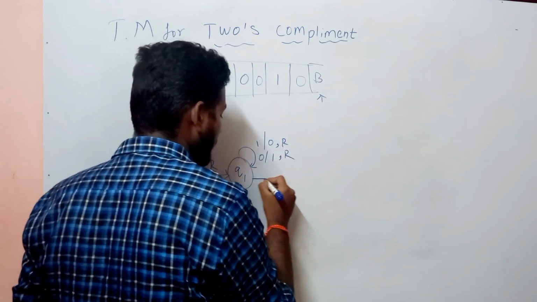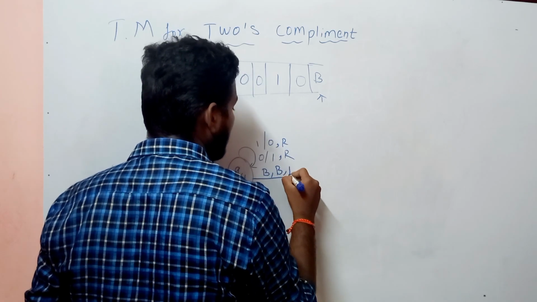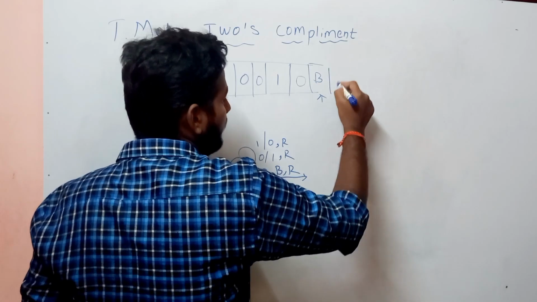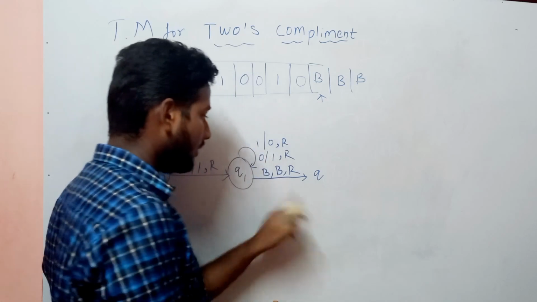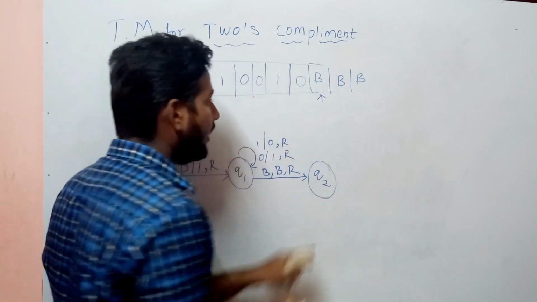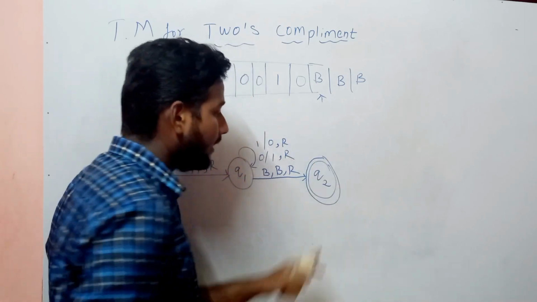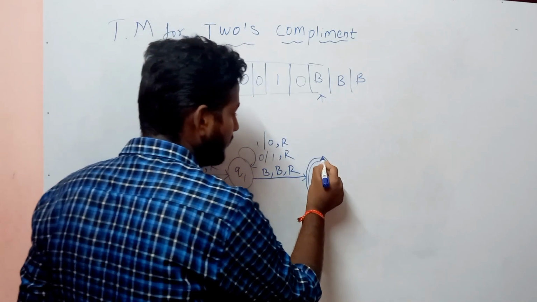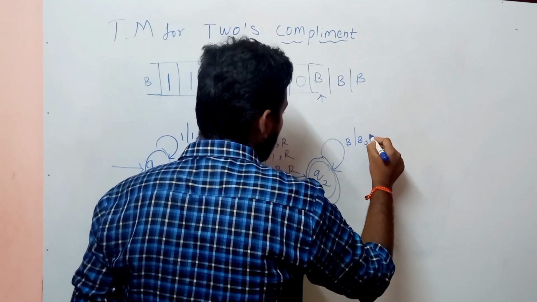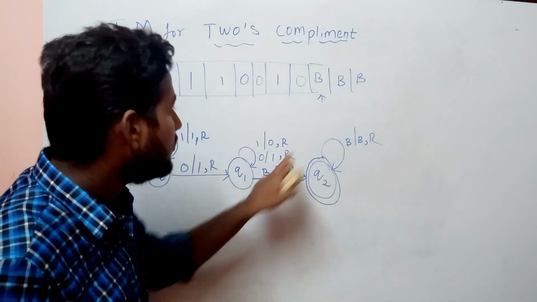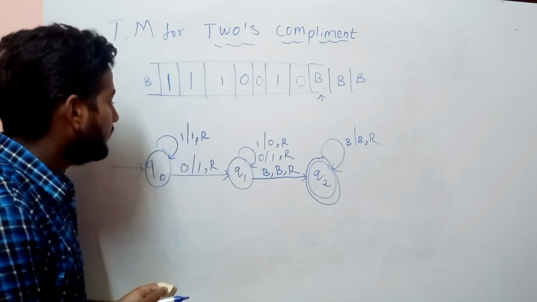From this Q1 state, whenever we get the blank symbol, this blank is represented as blank and the direction moves to the right. In the input tape there can be an infinite number of blanks. Now the state Q1 goes to Q2. Whenever we reach the blank, it is the final state, and we place a self loop for the blank, which is represented by blank and direction R. From the state Q1, whenever we reach the blank, it is the final state for the 2's complement.